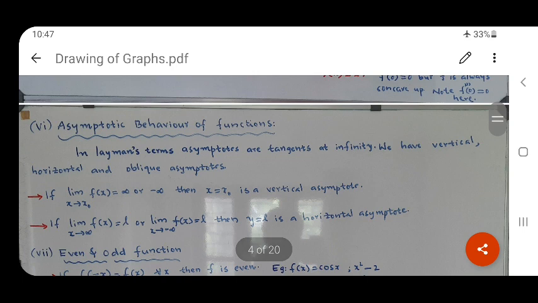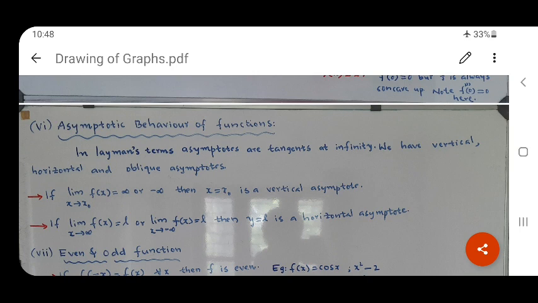And one more concept is the asymptotic behavior of functions. In layman's terms, the term asymptote simply means tangent at infinity. So if a branch of the curve, or the curve itself, tends to some straight line but never touches it, that means we feel that the curve touches some line at infinity, then that particular line is an asymptote. That is why we call it a tangent at infinity.